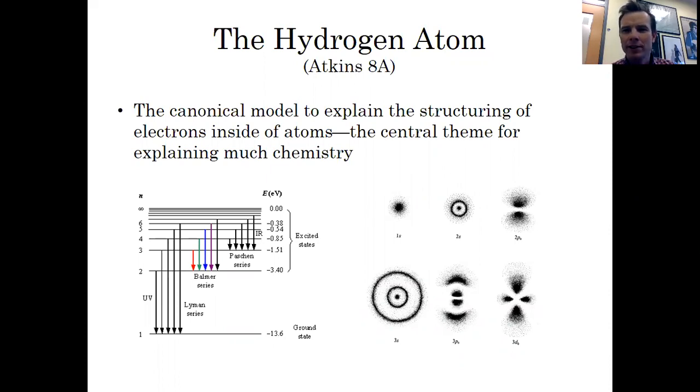This is my first in a series of lectures about the hydrogen atom, described in Atkins 8a. I'd probably tell you that the particle in a box is the most important quantum mechanical model, but this is a close second. It's really the central theme that we get for explaining a lot of chemistry. You're going to know many of the results, things like SPD orbitals, energy level diagrams, and hopefully you'll get to see where all this stuff comes from.